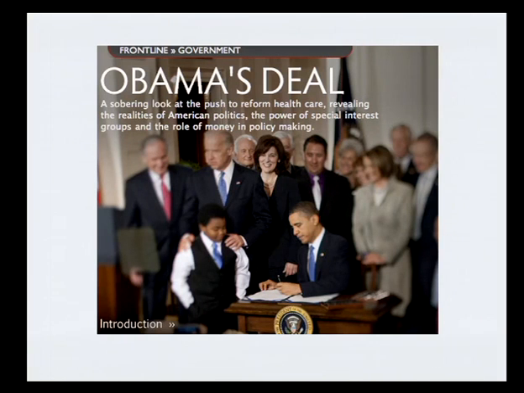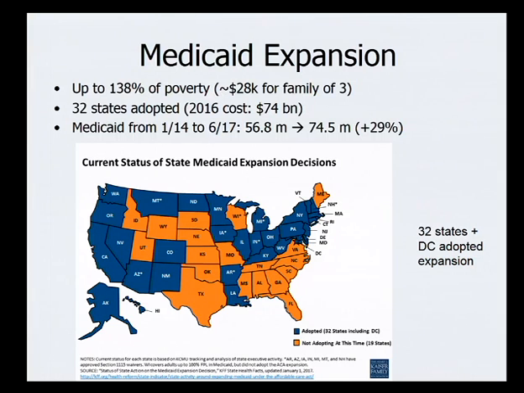And Medicaid changed as a result of the passage of the Affordable Care Act. One of the key components was initially mandatory, but after a Supreme Court ruling, became a voluntary option for states to expand eligibility to Medicaid to adults who fell below the threshold of 138% of poverty. And that is $28,000 for a family of 3 in 2016. And my last numbers show 32 states adopted that. It cost $74 billion. Remember the $39 billion for uncompensated care 6 years earlier. And Medicaid obviously grew as a program substantially.